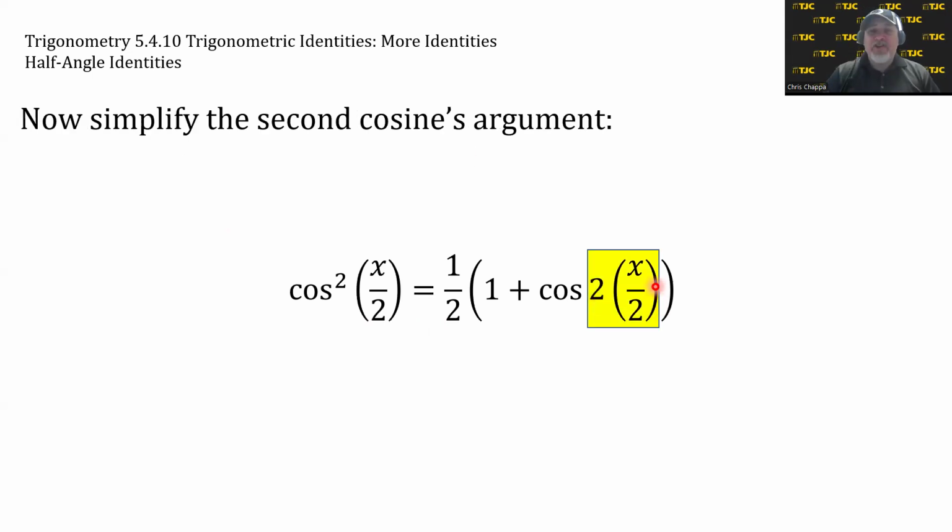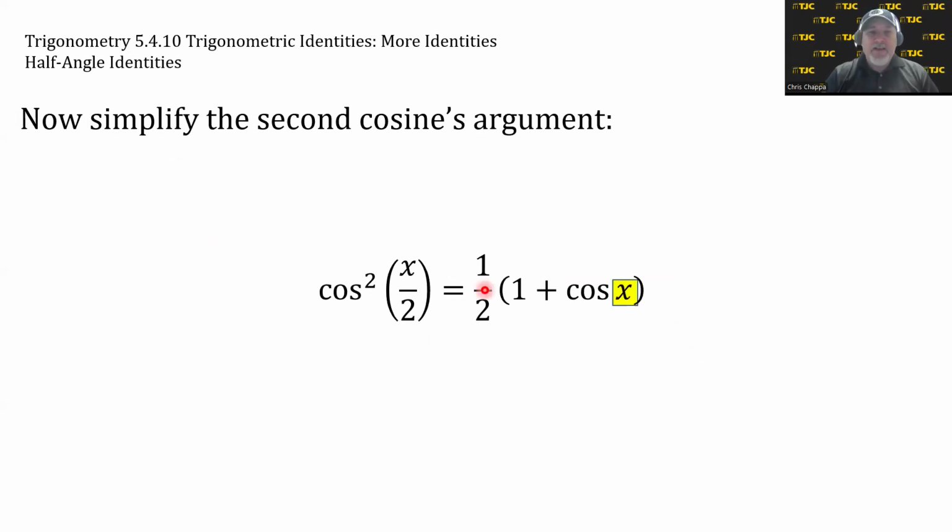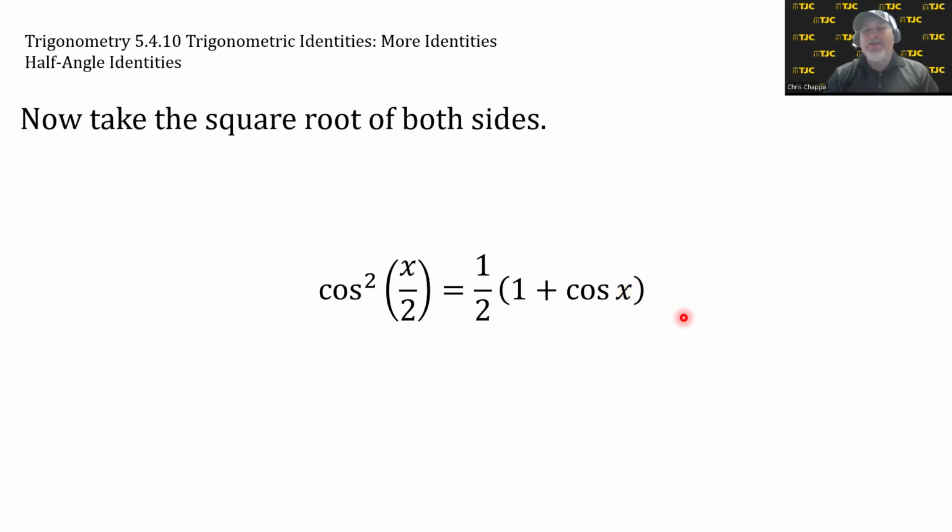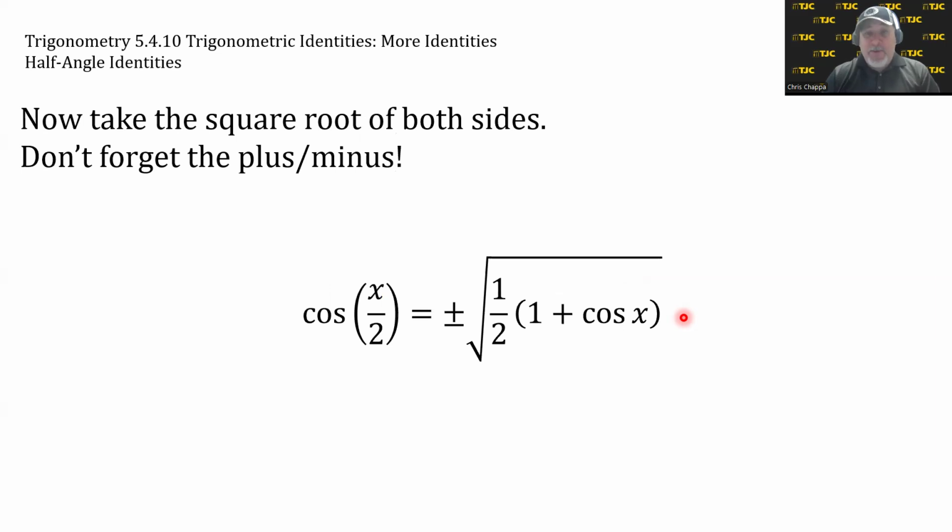Now we have a simplification over here where 2 times x over 2, the 2's cancel. And we have cosine squared of x over 2 equals 1/2 times 1 plus cosine x. Remember, we're trying to create a half-angle identity, so we want an identity that starts with cosine of x over 2. We can achieve that by taking the square root of both sides. Remember the plus minus: when you square root both sides of an equation, bring in a plus minus. We're going to clean this up a little bit by putting the 1 plus cosine x over the 2.